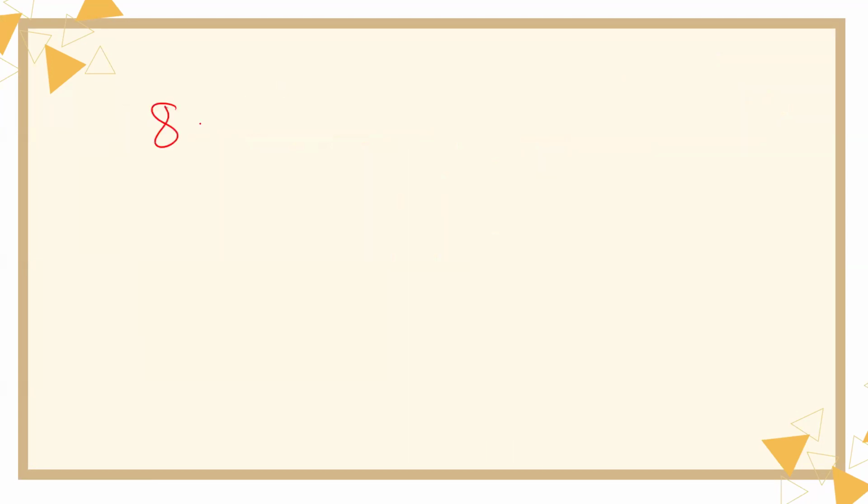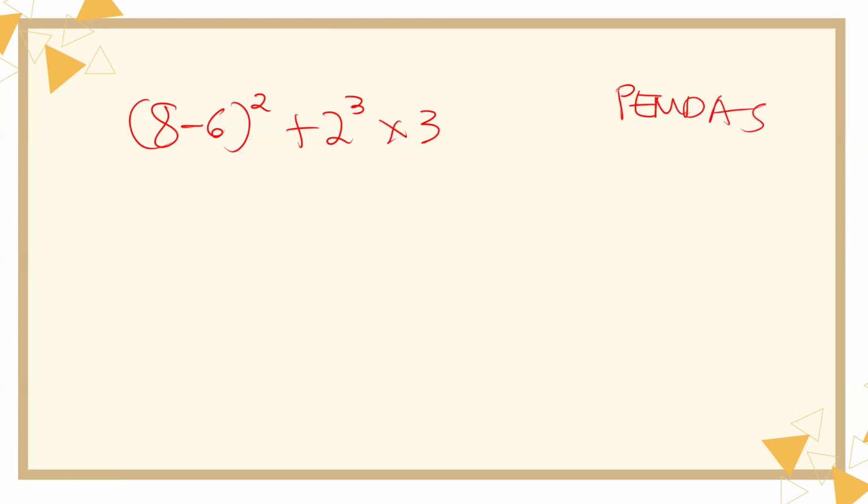Let's try 8 minus 6 squared plus 2 cubed multiplied by 3. Okay, so we write PEMDAS here. Do we have any operation within parentheses? Yes, we have. That's 8 minus 6. What's 8 minus 6? That is 2, right? 2, copy the exponent plus 2 cubed times 3, right?